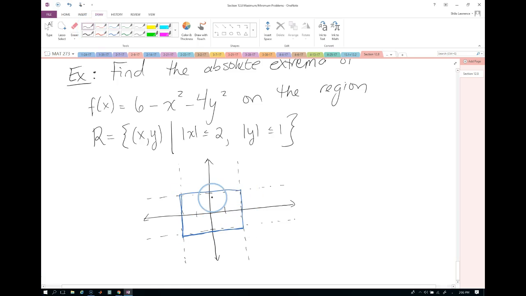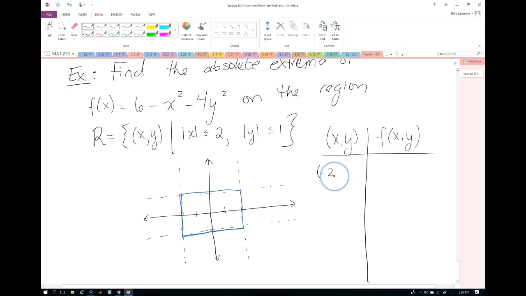Since we have a nice neat rectangle, I'm going to start my list of points to check because we can very easily pull out those corners. And we've got corners at negative 2, 1, negative 2, negative 1, positive 2, 1, and positive 2, negative 1. So that corresponds to these 4 spots.